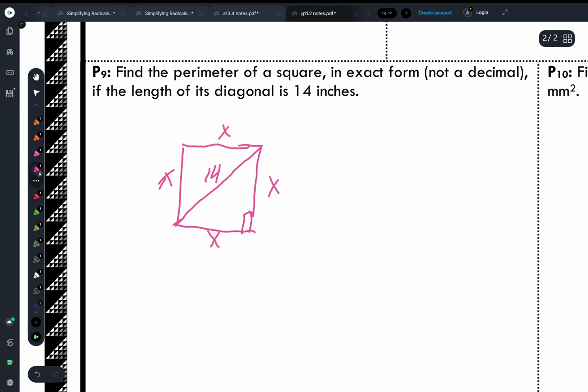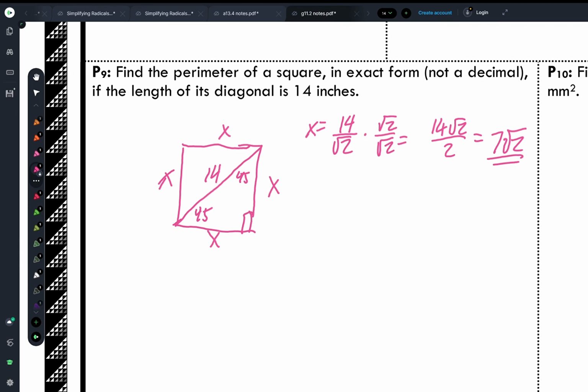Alright, I have a right isosceles triangle here, meaning it's a 45, 45, 90 triangle. So we can solve for x, knowing it's 45, 45, 90, by just taking 14 and dividing by the square root of 2. Rationalizing that, we've got 14 square root of 2 over 2, and 14 divided by 2 becomes 7. So x is 7 square root of 2. To get the perimeter, we add that up 4 times, or multiply by 4. So the perimeter is 4 times 7 square root of 2. You can only multiply the 4 and the 7, so the perimeter is 28 square root of 2.